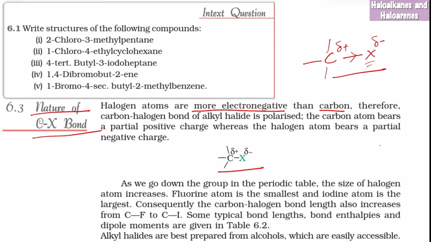Polarized means it has two poles. One is the positive pole, another one is the negative pole. So it is acting as a dipole.